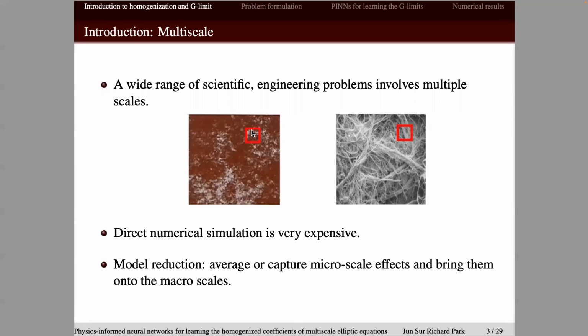Due to their complex geometry, their properties like permeability matter. In real life applications, if you want to do some flow simulation on this porous media, then we need this permeability coefficient, but the permeability coefficient in this type of media has very fine scale oscillations or variations. So direct numerical simulation is very expensive because we need to completely resolve the fine scale features in our media of interest. Some type of model reduction is needed. We need to average or capture our micro scale effect and bring it onto the macro scales.